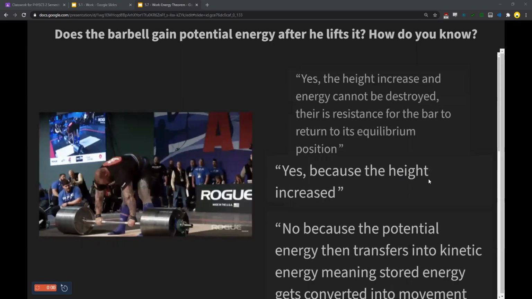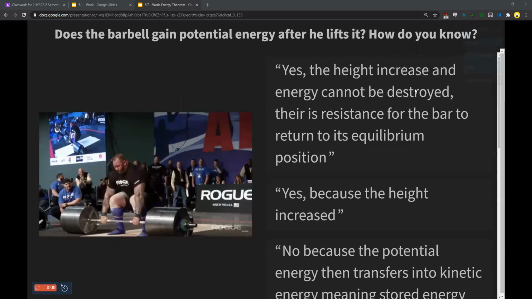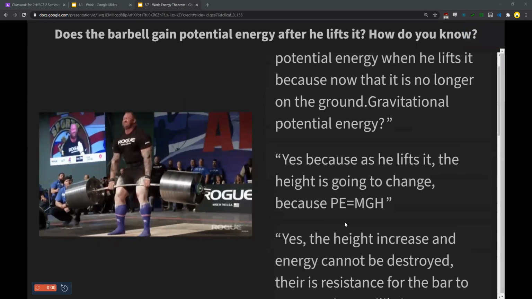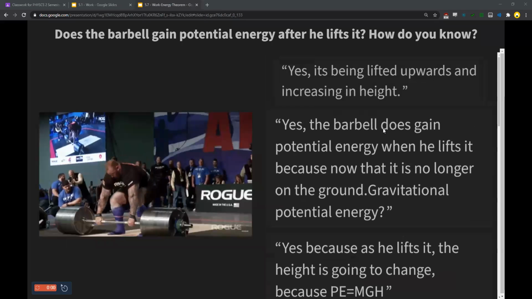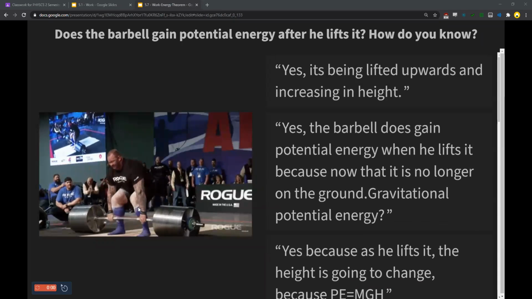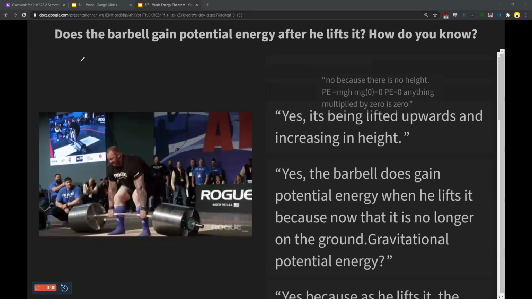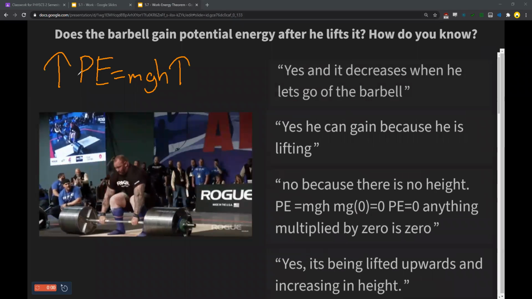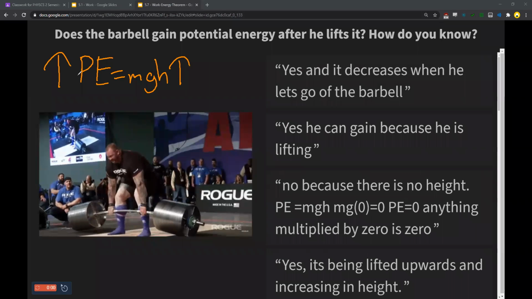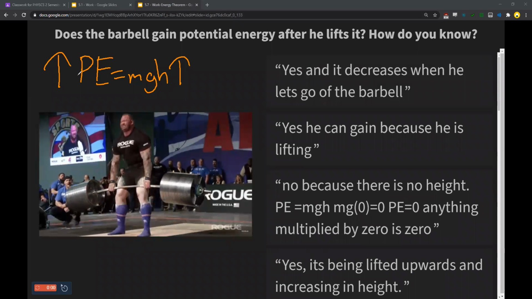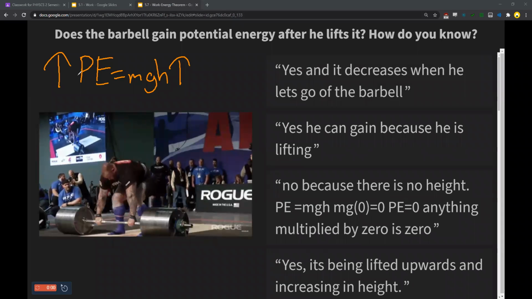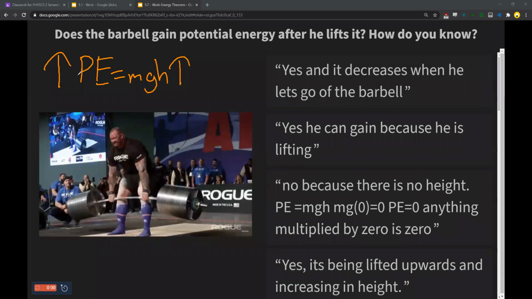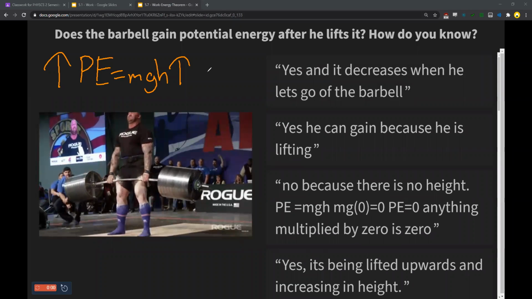So, does the barbell gain potential energy? Yes, there's a change in height. Height changes. Good. Because your potential energy changes. The formula for potential energy is mgh. If your height increases, you're gaining potential energy. Gravity can do work on this barbell now. If you were to suddenly let go of the barbell, gravity will do work. Your height increases after you lift it.